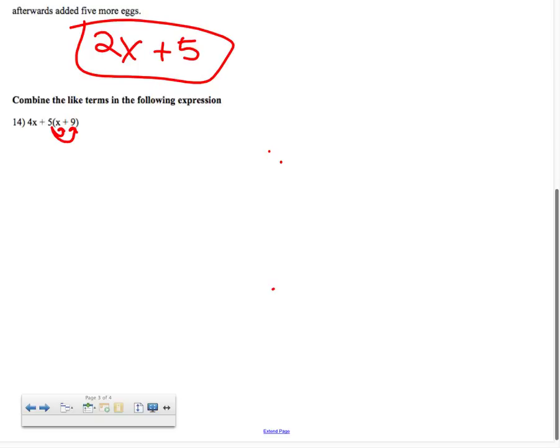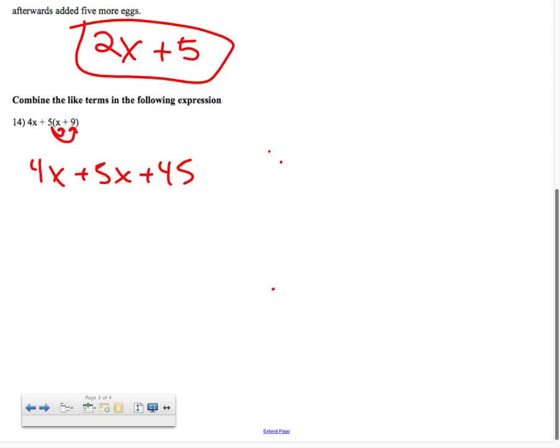It's called distribution. Because what that 5 is saying is 5 times x plus 9, because it's right next to each other. Remember, when numbers are right next to each other, that means multiplication. So this is 5 times x plus 9. But because I can't do x plus 9 itself, I'm just going to take 5 times both of them separately, because I just can't add them together right away. So this would be 4x down here, and this would be 5 times x is 5x. 5 times 9 is 45.